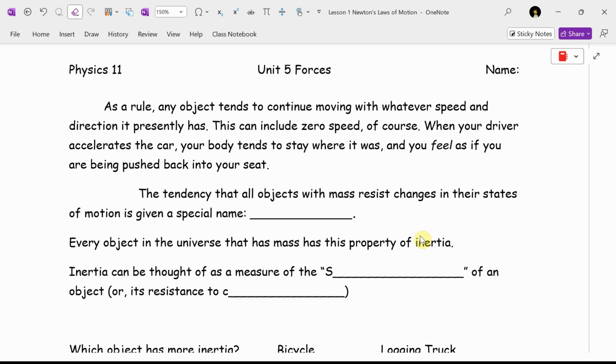As a rule, Newton's first rule of motion, any object wants to continue moving with whatever speed and direction it currently has. It wants to keep going in a straight line at a steady speed, or if it's at rest, it wants to stay at rest, because 0 is also technically a straight line at a steady speed.